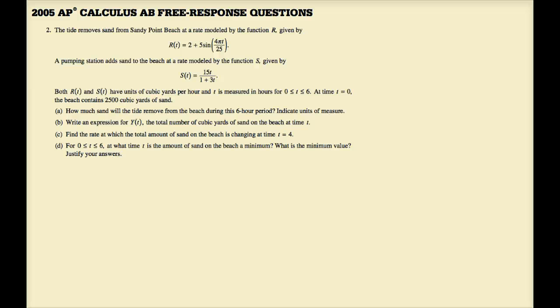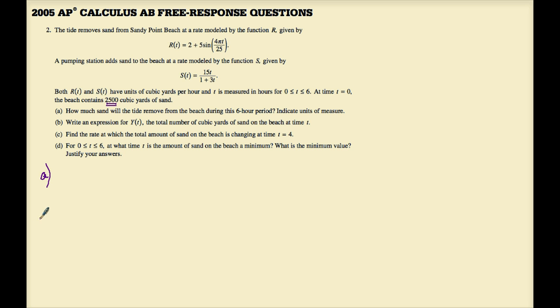Both r of t and s of t have units of cubic yards per hour, and t is measured in hours for 0 less than or equal to t less than or equal to 6. At time t equals 0, the beach contains 2,500 cubic yards of sand. So this is an initial condition that we need to remember to take into account when we're setting up our integrals. Letter A asks, how much sand will the tide remove from the beach during this 6-hour period?